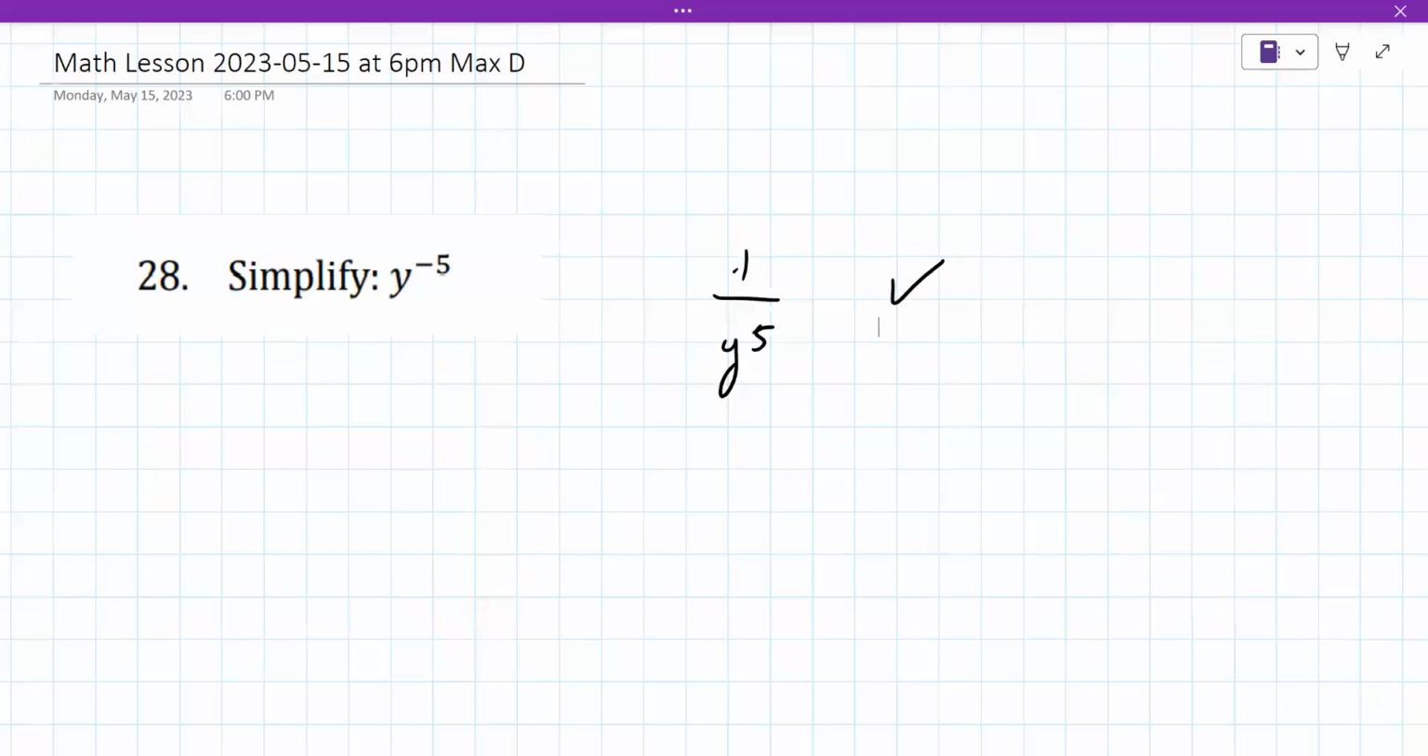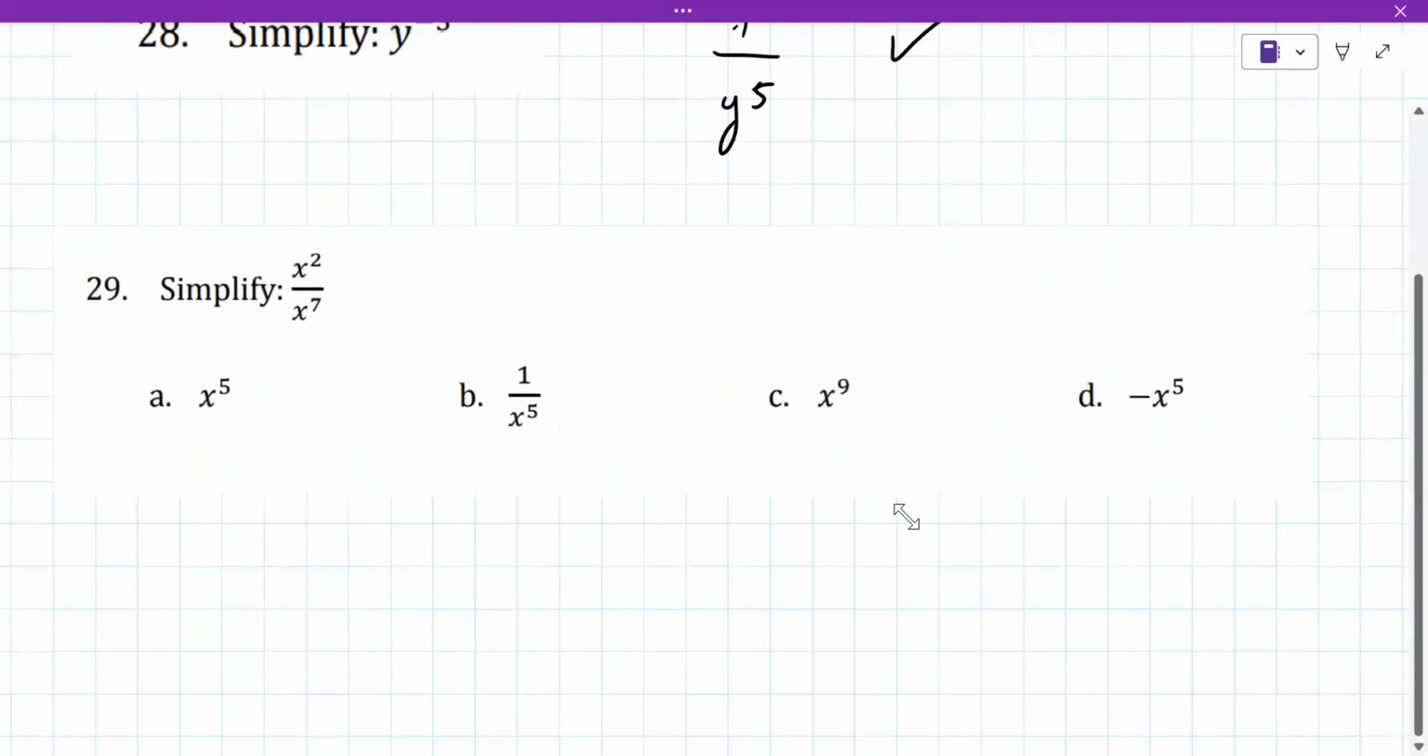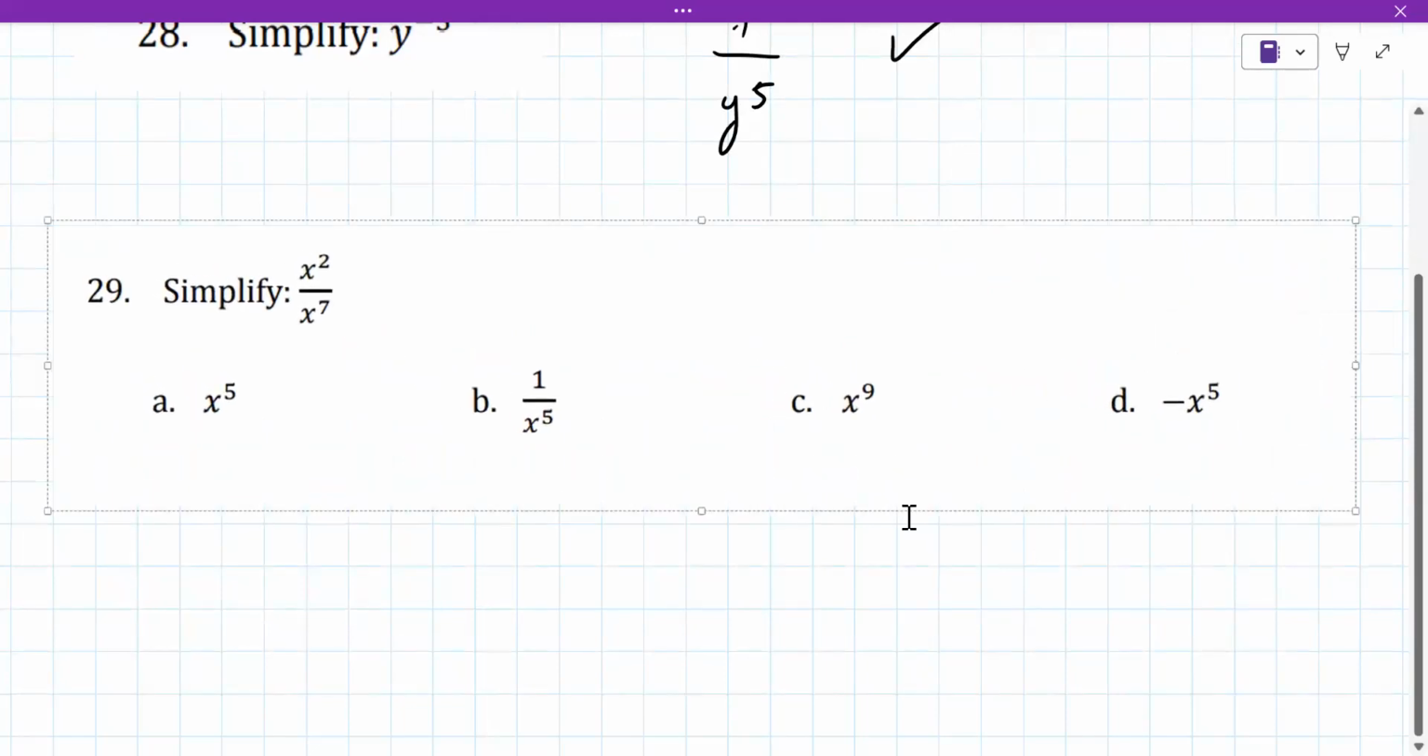Okay. Another problem here. I'll throw the multiple choice in on this one. You get some multiple choice on your test. So here you go. Simplify x squared over x to the 7th.